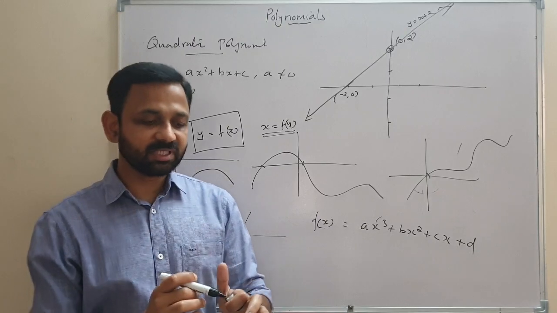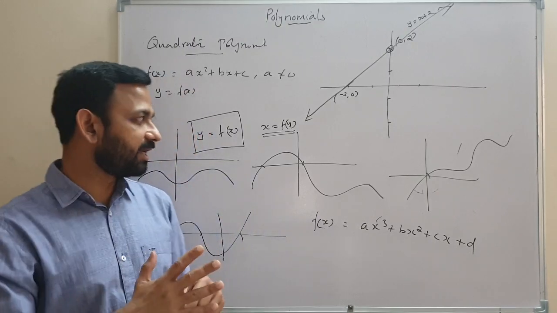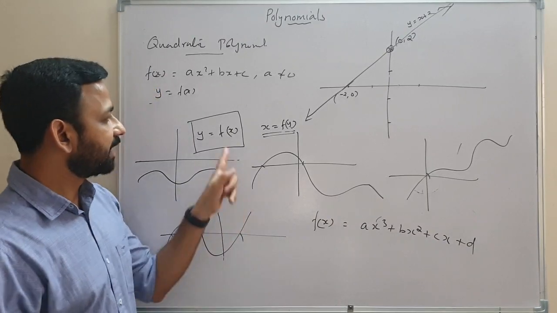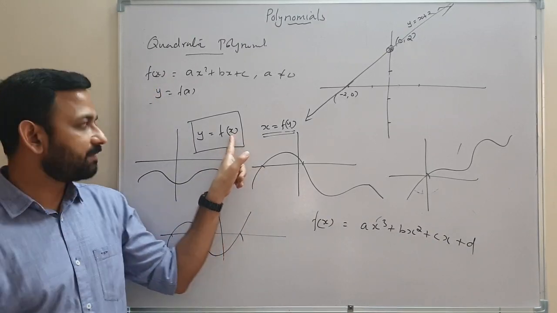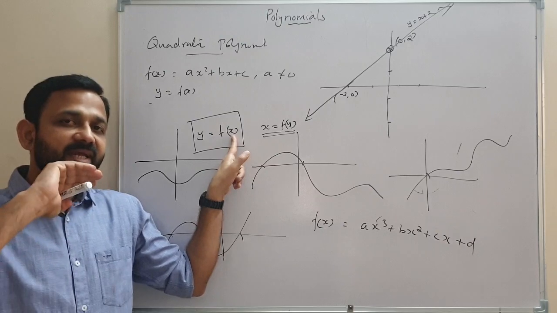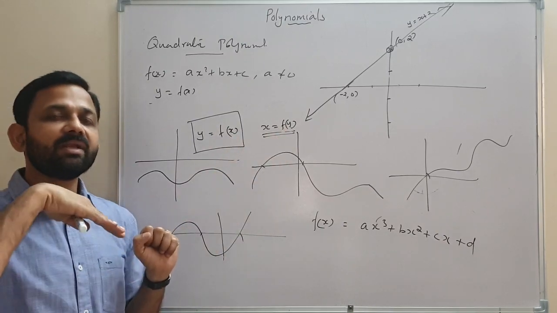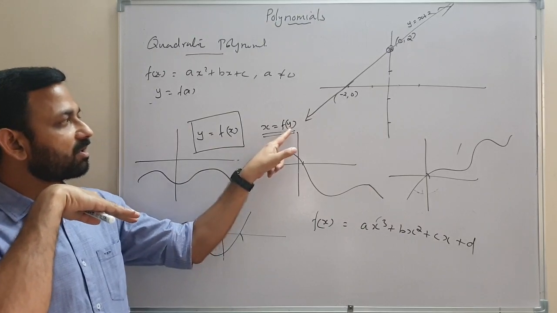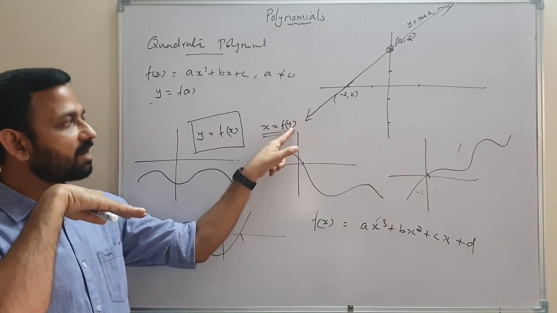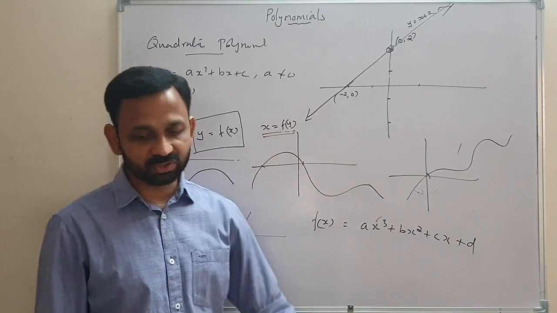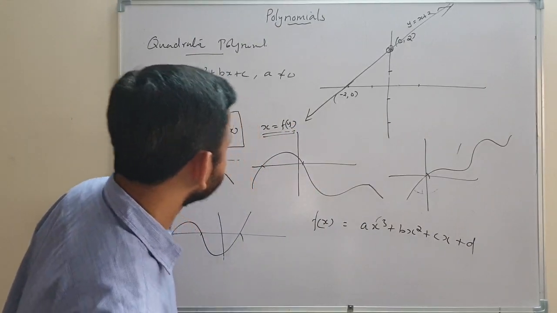So the number of zeros of the polynomial depends on how many times it touches or intersects the x-axis or y-axis, depending on the variable. If the variable is x, then how many times it intersects the x-axis. If the variable is y, then the number of zeros depends on how many times the graph intersects the y-axis. So we can easily find the number of zeros of the polynomial.